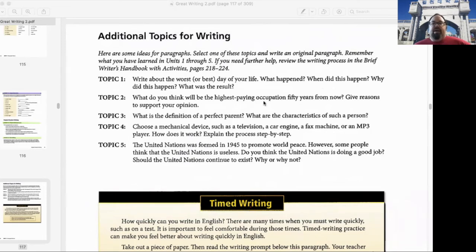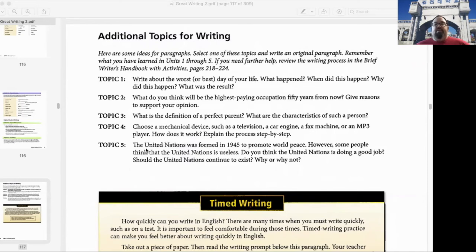What do you think will be the highest paying occupation or job in 50 years? What is a perfect parent? So you need to describe characteristics. What makes a perfect parent? And then you can choose, number 4, you can choose a mechanical device and explain how it works, step by step, the process of how it works.